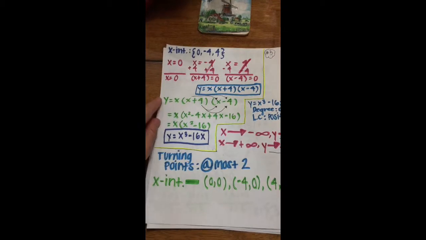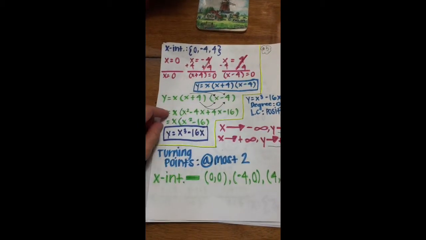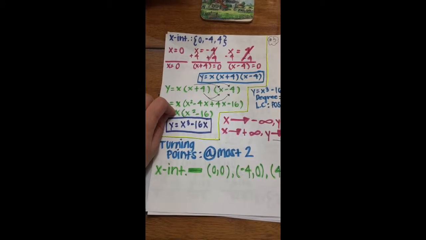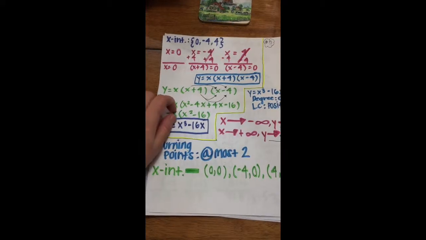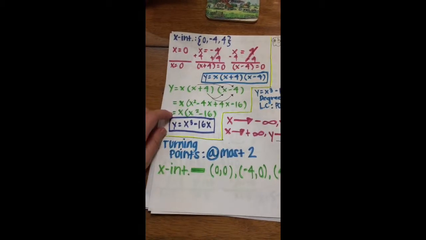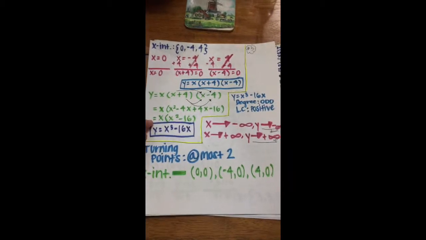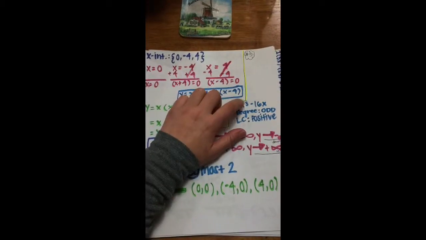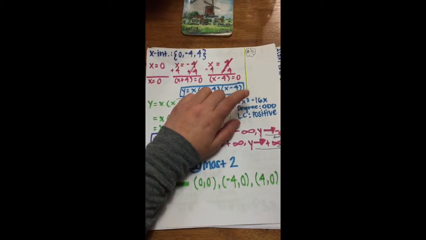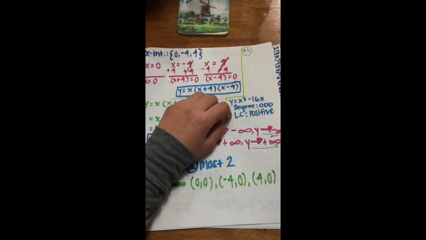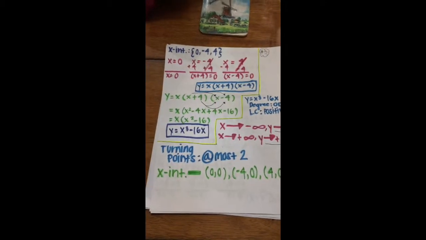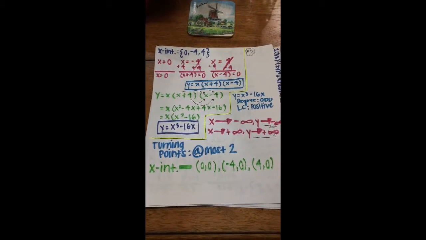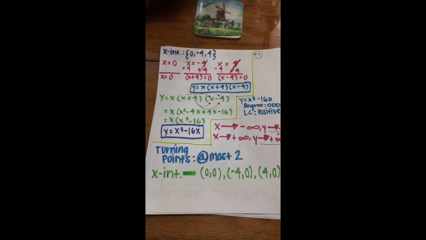You're going to distribute that and combine your like terms. Then you get x times x squared minus 16, and you distribute this x into this x squared and negative 16 to get your y, which equals x cubed minus 16x. So your degree is odd because the degree is 3, and your leading coefficient is positive because it's x. Our turning points can be at most 2, and our x-intercepts are (0, 0), (negative 4, 0), and (4, 0). And that's it.